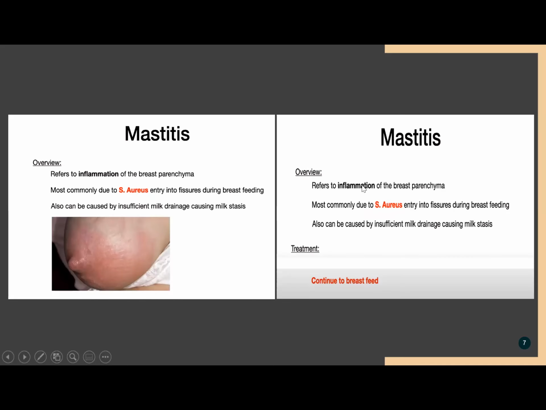The next one is mastitis. It usually occurs in breastfeeding mothers. Sometimes the mother doesn't have enough milk to supply the baby, with insufficient milk drainage. When the baby presses too much, the whole area of the nipple and breast becomes inflamed. They will have stiffness and it's very painful, because the milk supply is very low. It mostly happens to breastfeeding mothers.